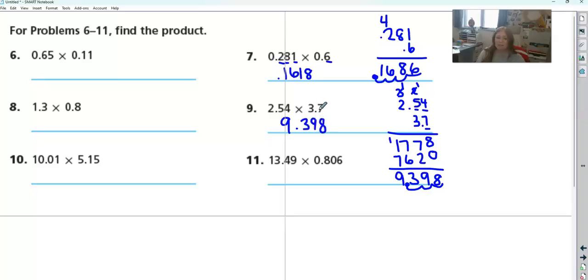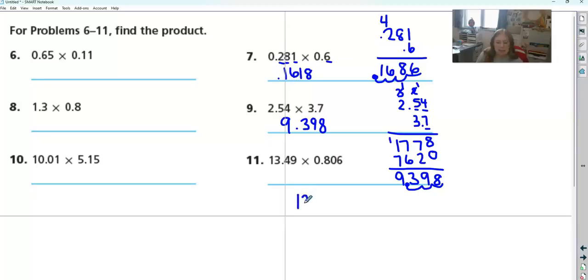So my answer is 9 and 398 thousandths. This is pretty much like multiplying 2 times 4. My answer should be around 8. 9 is close to 8. We're making sure, do these make sense? Okay, and I'm going to do number 11 with you, and there's not a nice one to put on the bottom.